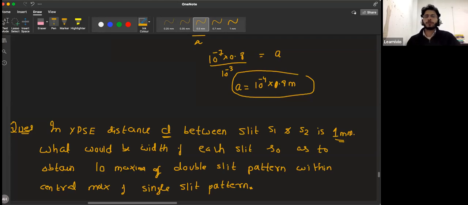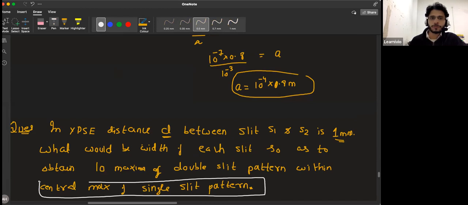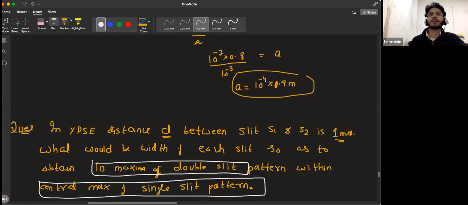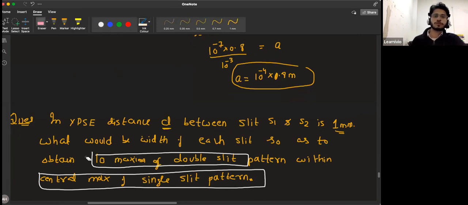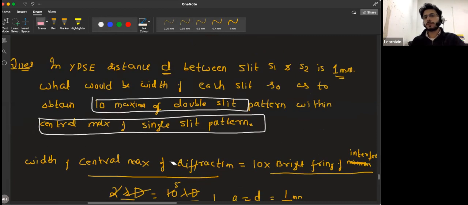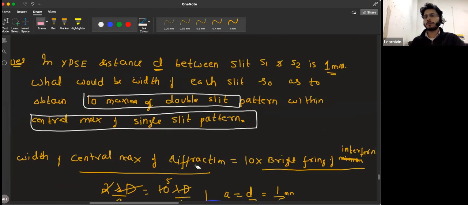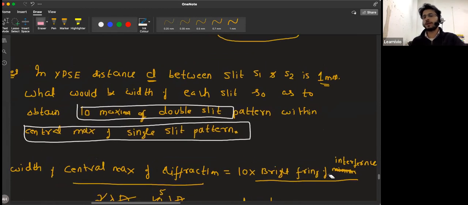Okay, let's do this numerical together. So he's saying that in the central maxima of the single slit pattern, meaning in the central maxima of diffraction, you have 10 maxima of the double slit, meaning 10 maxima of interference. So this simply means that the width of the central maxima of diffraction is 10 times the bright fringe width of interference.